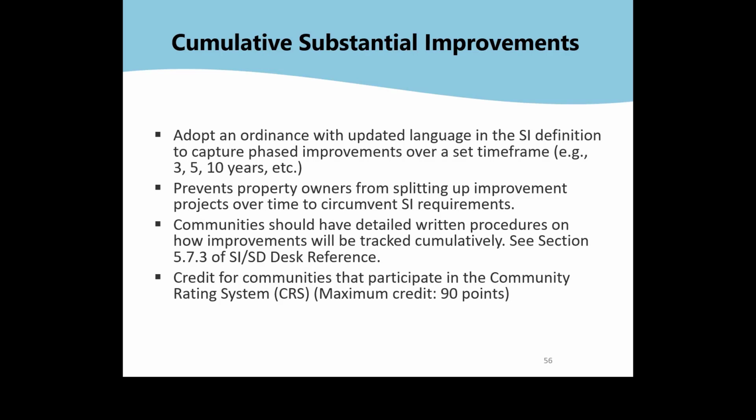Before you do this, you want to make sure that you have detailed written procedures on how exactly you'll be tracking the improvements cumulatively. Again, I would recommend taking a look at the DOS reference for more information about this. For communities that are in the Community Rating System, CRS, there is credit available for adding a cumulative SI clause in your ordinance and enforcing it. The maximum credit is 90 points.